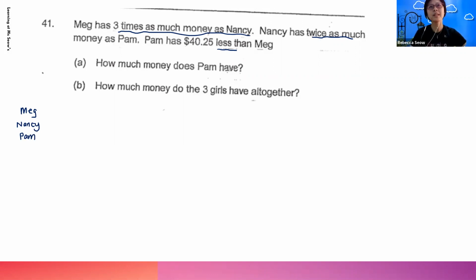Meg has 3 times as much money as Nancy. So Meg has more money. And because it's 3 times as much, Meg will have 3 units. So I'm going to draw a bar for Meg that has 3 units, and as compared to Meg, Nancy would have 1 unit.